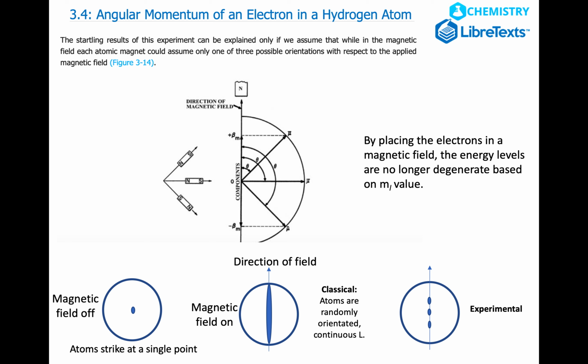What we're seeing is that by placing the electrons in this magnetic field, the energy levels are no longer degenerate based on the m sub L values. By placing it in a magnetic field, different m sub L values, which after all corresponded to the projection along the z-axis, we saw that there were three different allowed values, and that's what shows up within the experiment.